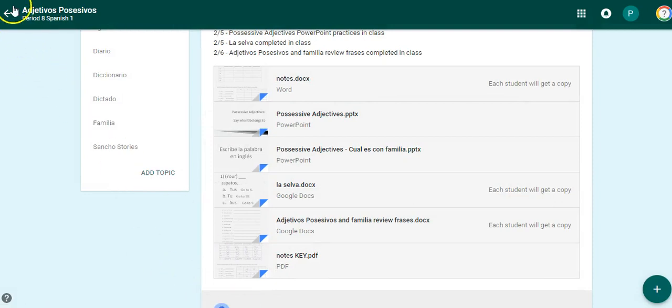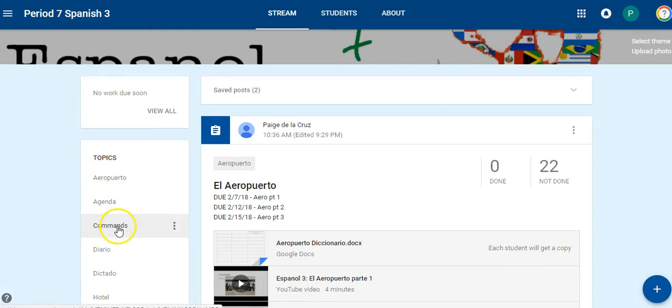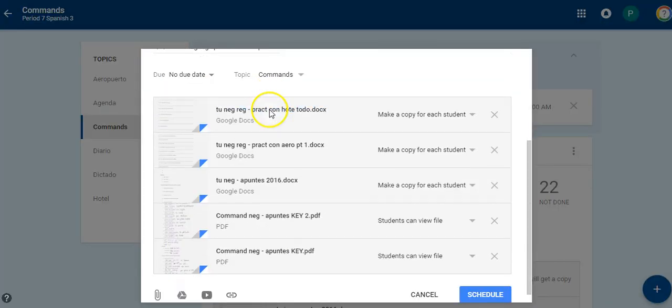So if you go to your class and you go under commands, right, under this negative tab, you have the key right there under the negative. Alright, so commands, under commands negativo, you'll have your key. Check your work once it's done. Any preguntas, make sure you tell me.